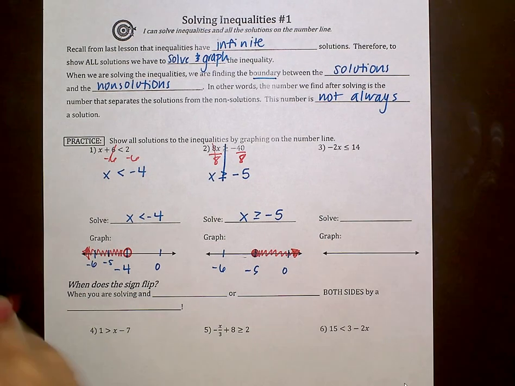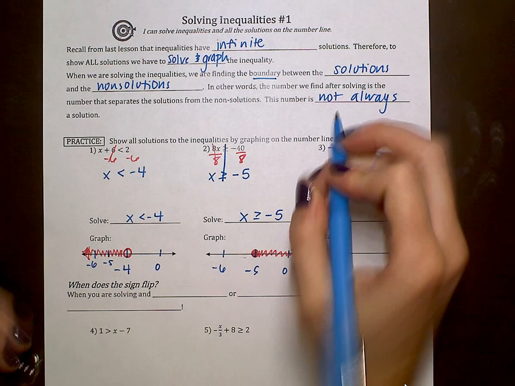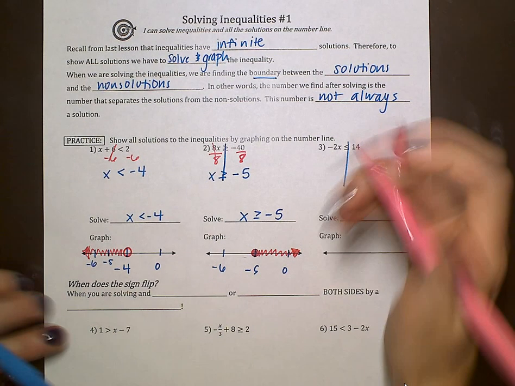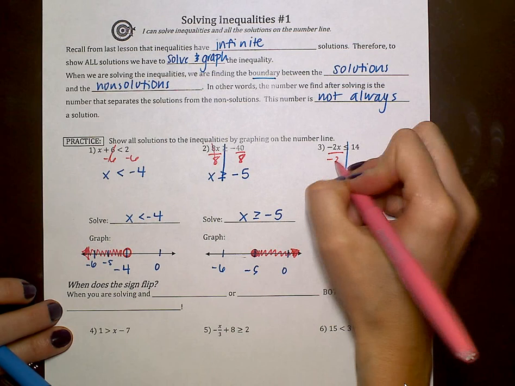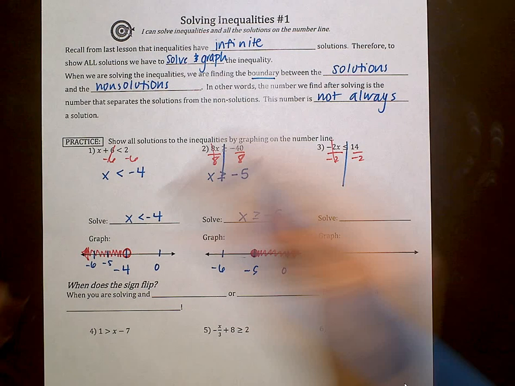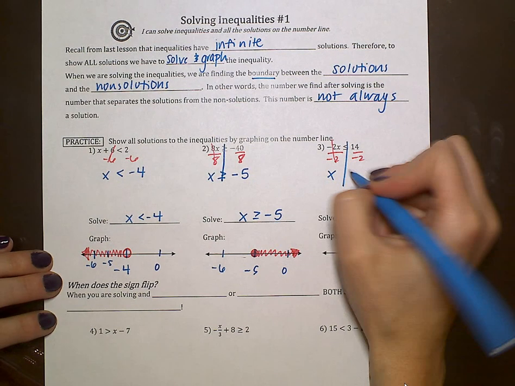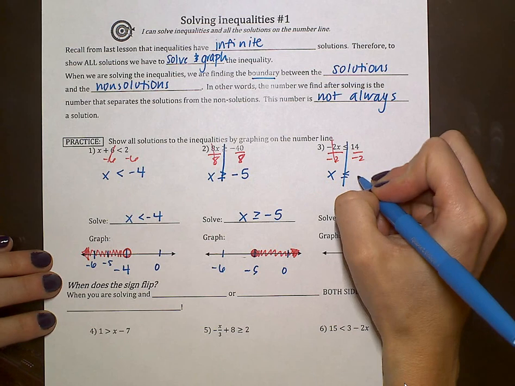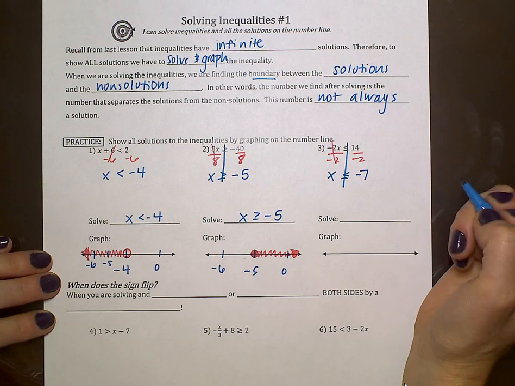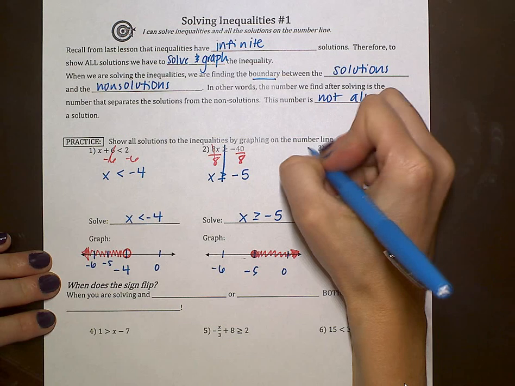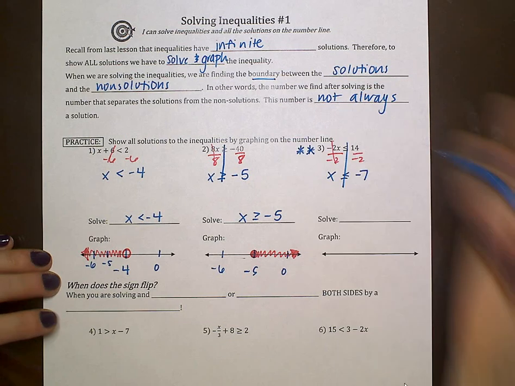All right, number 3. Same thing, I can draw the line. I want to divide by negative 2 to get x alone. A lot of us might put this: 14 divided by negative 2 is negative 7. Now, this one is special, so I'm going to put a star by it. Here's why.